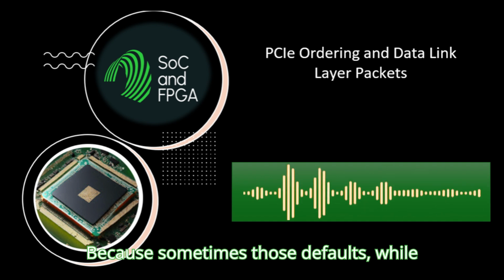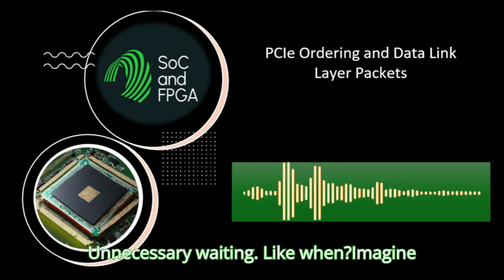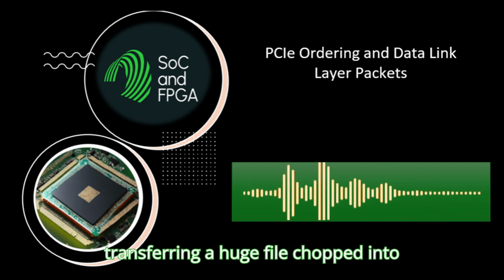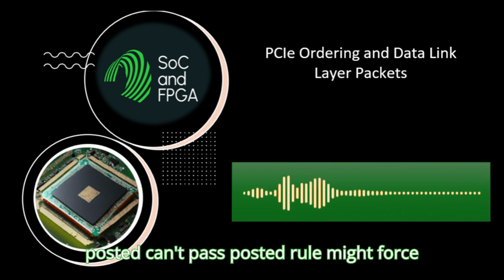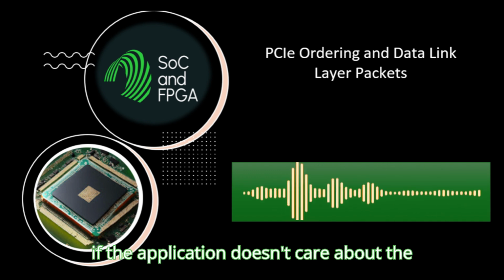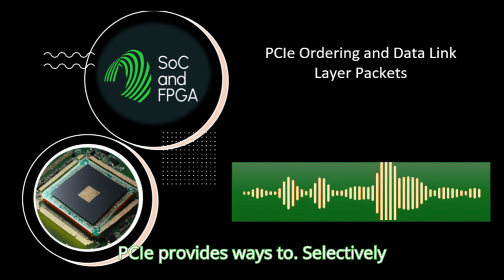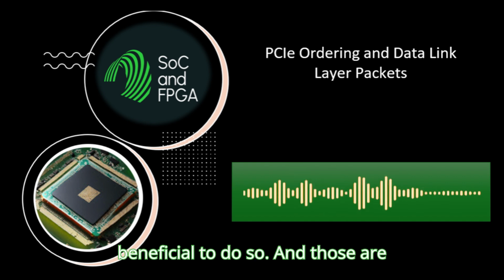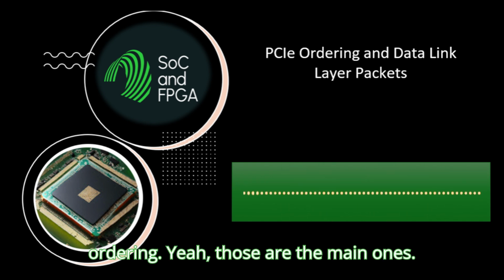Because sometimes those defaults, while safe, can create bottlenecks. Unnecessary waiting. Like when? Imagine transferring a huge file chopped into many independent data chunks. The default posted can't pass posted rule might force all those chunks through one by one, even if the application doesn't care about the exact order of the chunks. Precisely. It could limit your overall throughput. So PCIe provides ways to selectively relax these rules when it's safe and beneficial to do so. And those are relaxed ordering, RO, and ID-based ordering. Yeah, those are the main ones, yes.